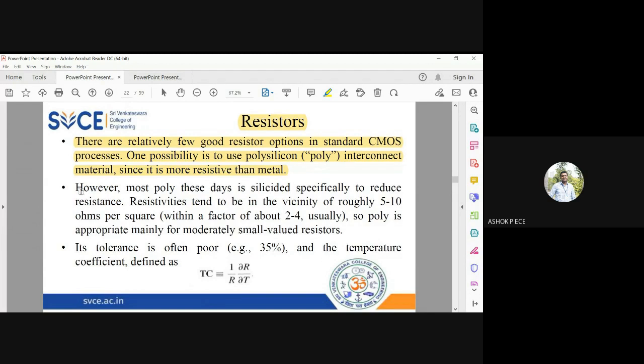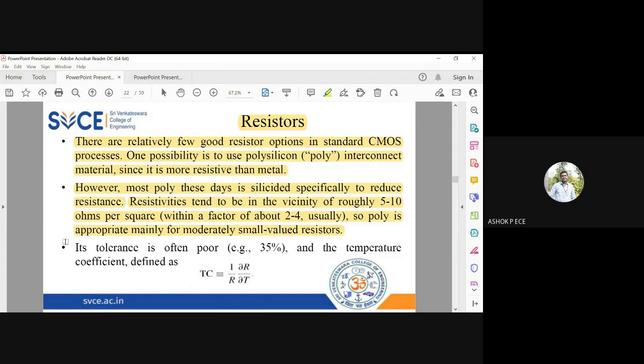And mostly nowadays, poly materials are very good and used, and they can significantly reduce the resistance. Even small values of resistance can be fabricated using the poly components. So poly interconnect can be used to fabricate smaller value resistance also. Poly is appropriate mainly for small value resistors, since poly has a tendency to reduce the resistance.